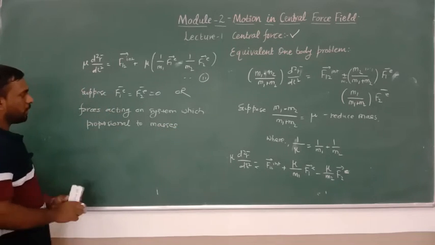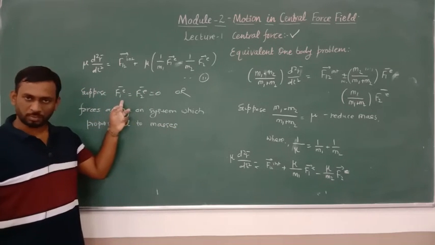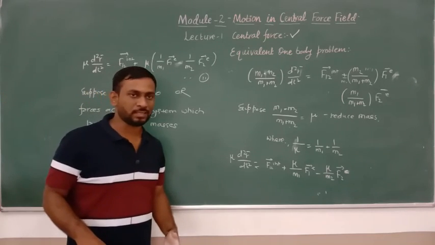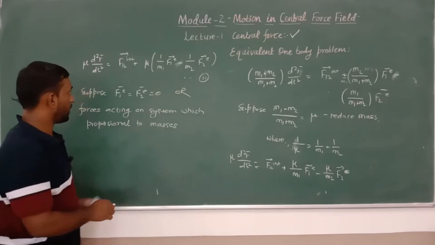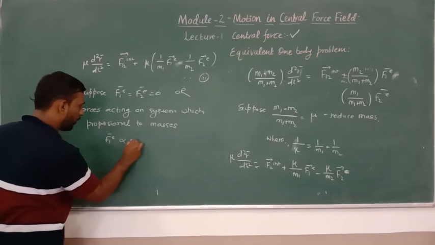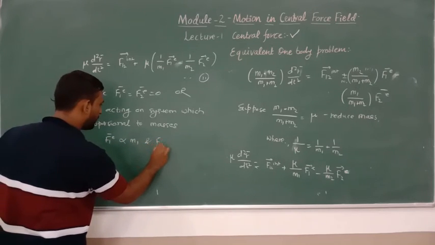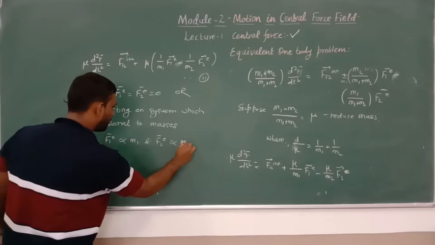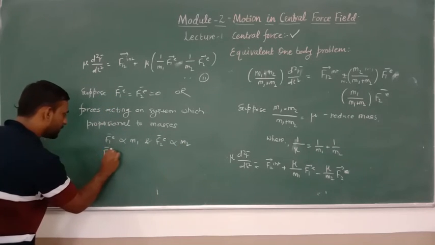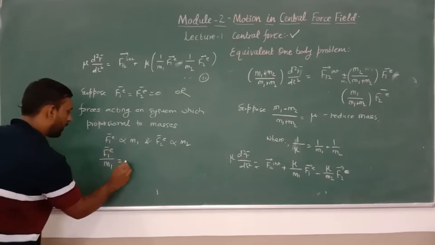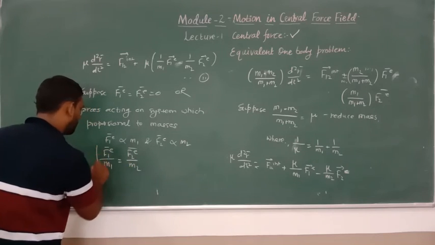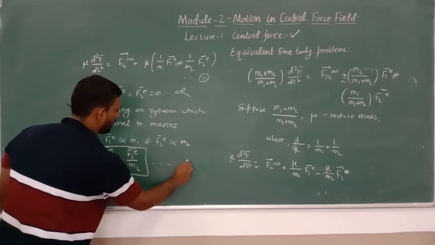So how to write this? Since the force acting on the system comes out to be 0, or those forces are proportional to their masses, in that case this equation looks like this: since F1e are proportional to M1 and F2e are proportional to M2, we write F1e bar upon M1 is equal to F2e upon M2. So this is an important result, equation number 12.